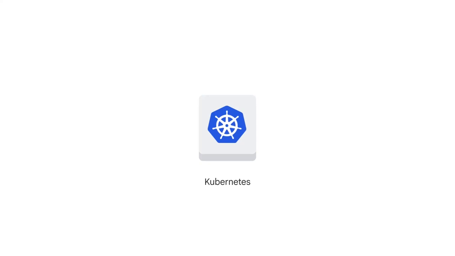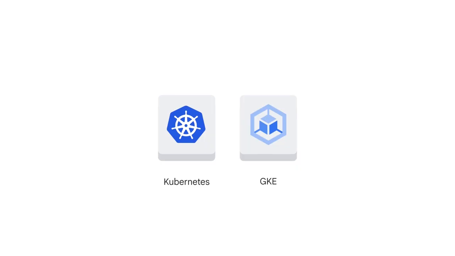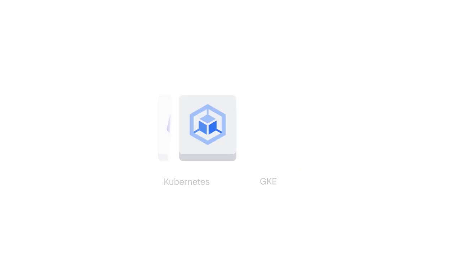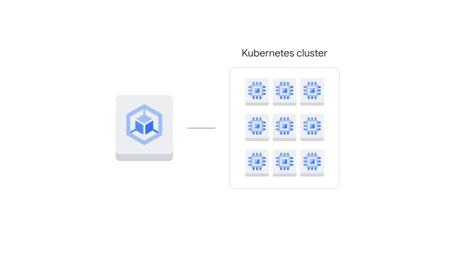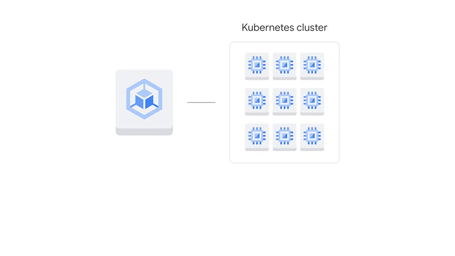So now that we have a basic understanding of containers and Kubernetes, let's talk about Google Kubernetes Engine, or GKE. GKE is a Google-hosted managed Kubernetes service in the cloud. The GKE environment consists of multiple machines, specifically Compute Engine instances, grouped together to form a cluster. You can create a Kubernetes cluster with Kubernetes Engine, but how is GKE different from Kubernetes?